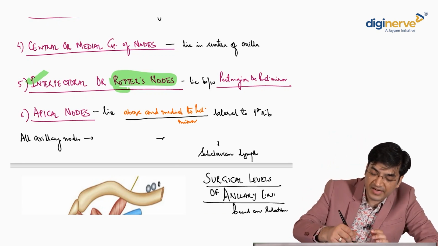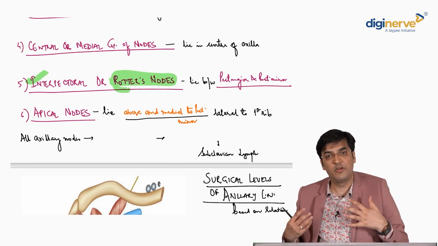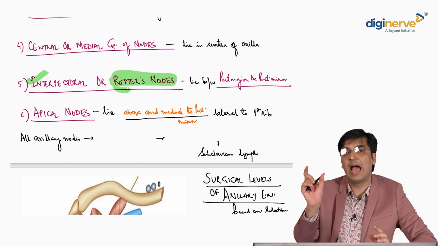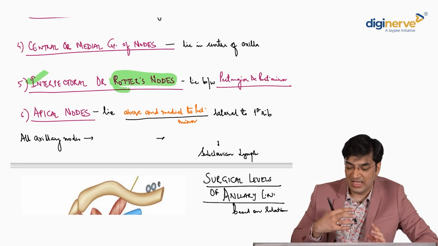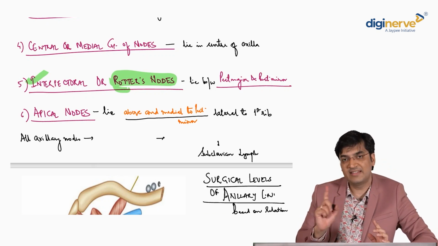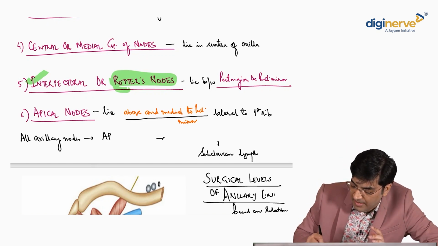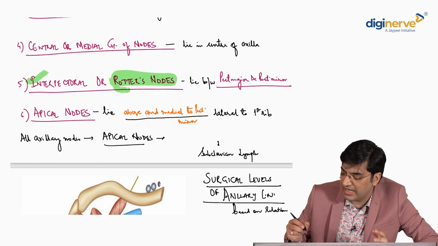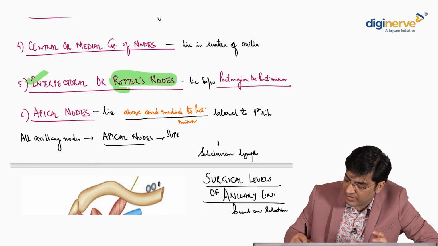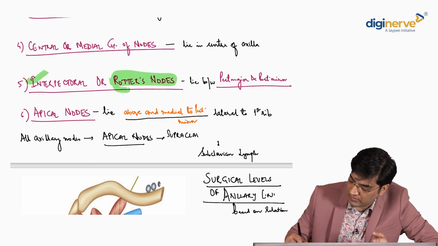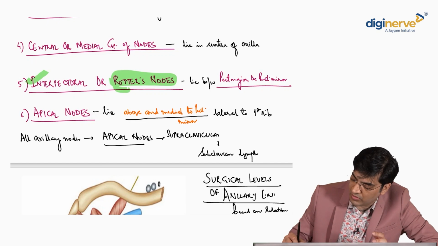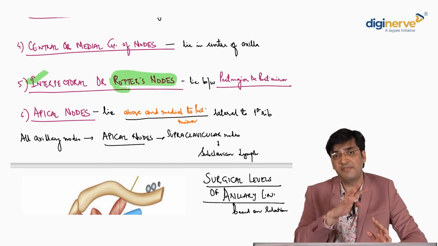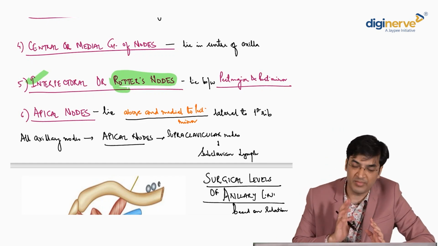Now, what is the drainage flow like? How does the lymph go from the breast to the axillary lymph nodes? All the nodes other than the apical nodes drain into the apical nodes. All the axillary nodes drain into the apical node, which further drains into the supraclavicular nodes, which then drain into the subclavian trunk. So this is the flow of lymph in the breast.